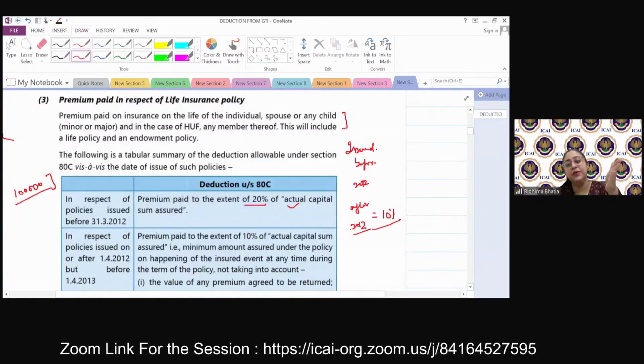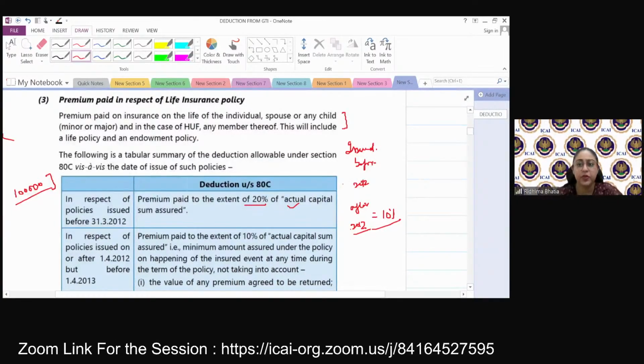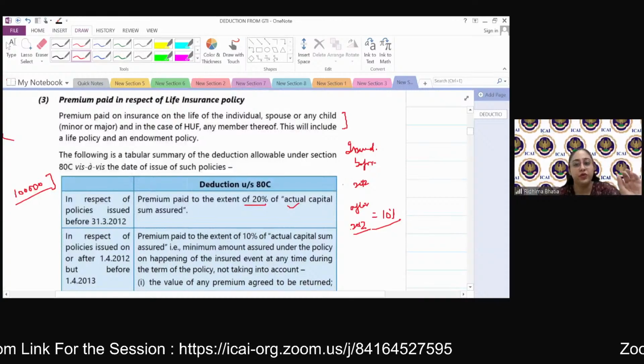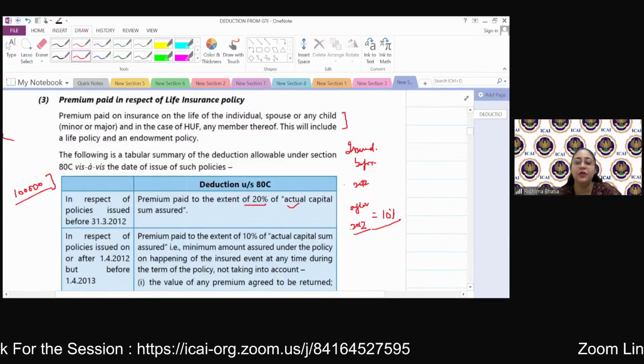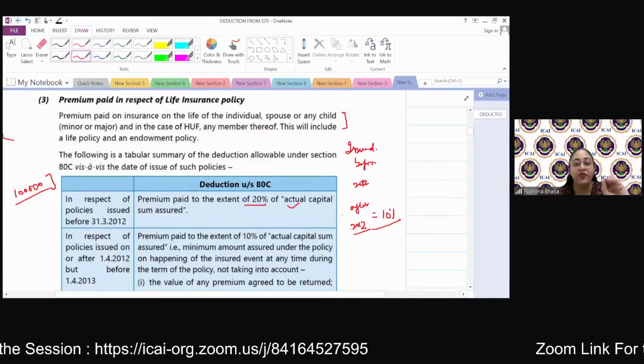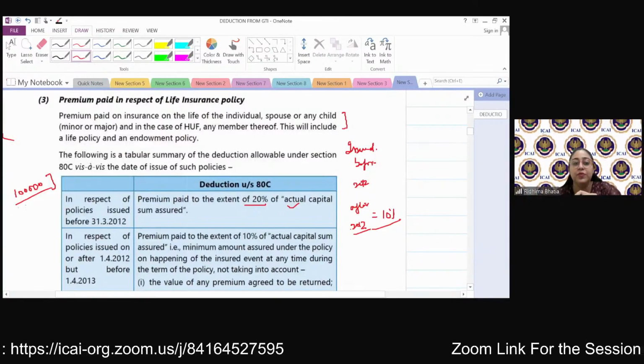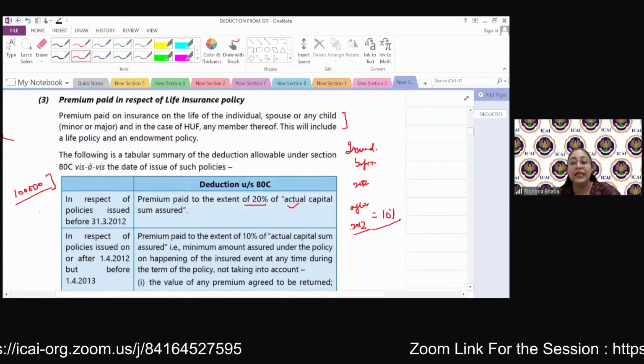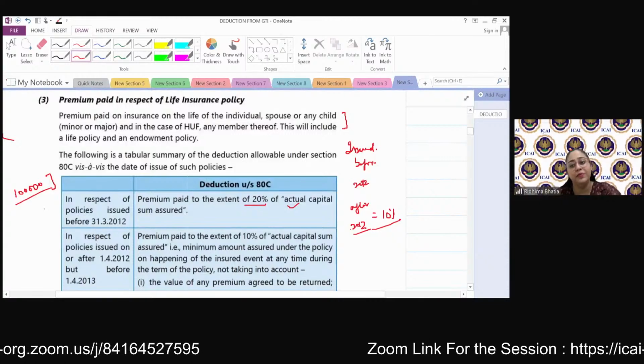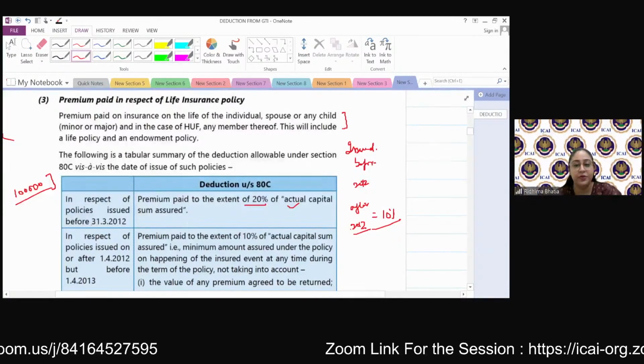So you have to check whether the policy was issued before 1st April 2012; then 20% of the capital sum assured is the limit. If it is after 1st April 2012, it should be 10%. Now if, suppose, for the same policy I'm paying premium of 15,000, only 10,000 would be allowed, which is 10% of 1 lakh, the capital sum assured.